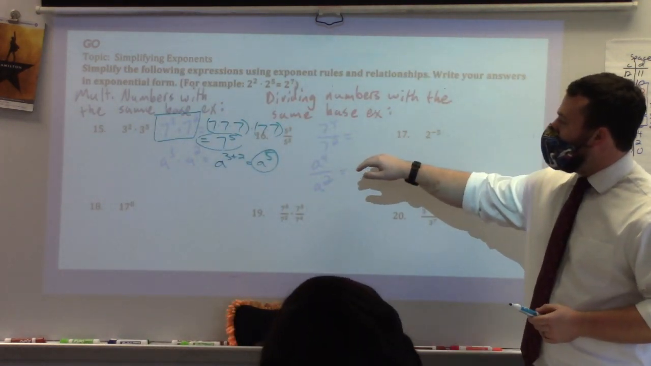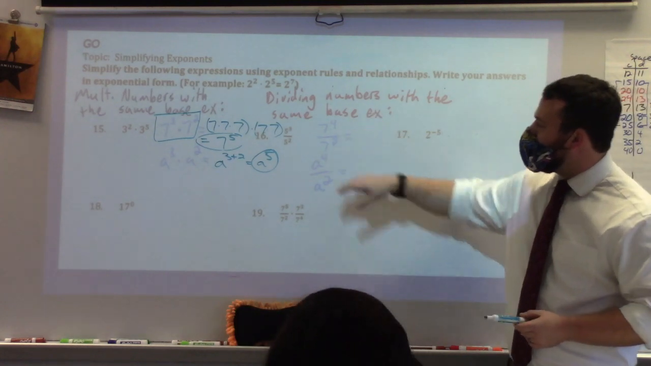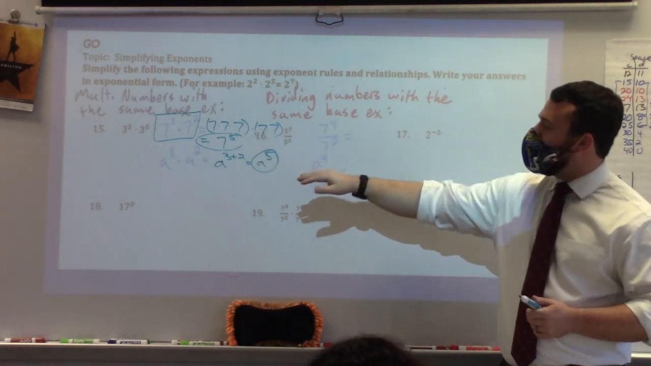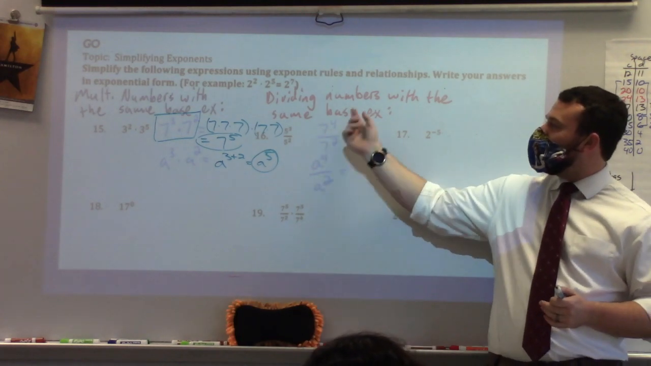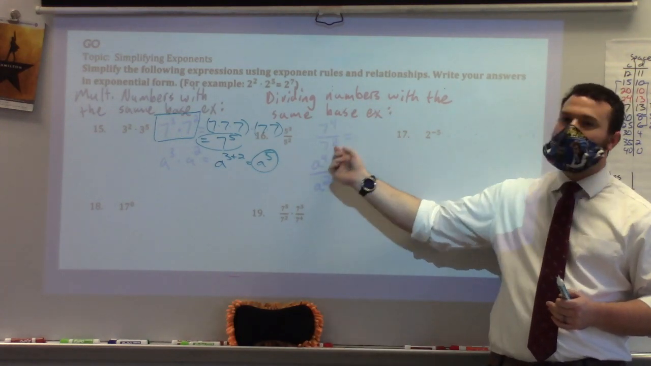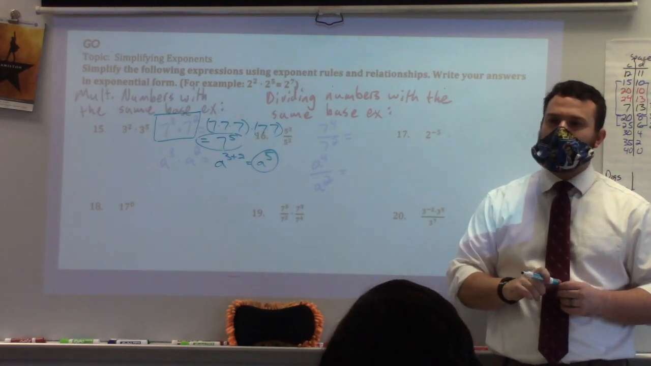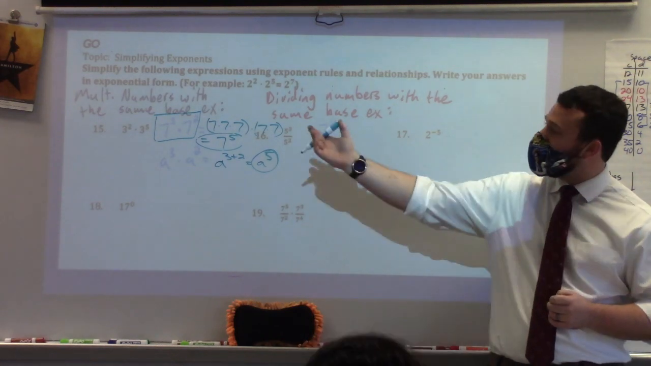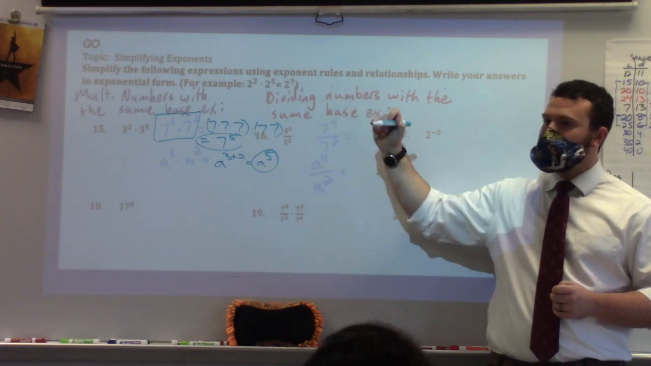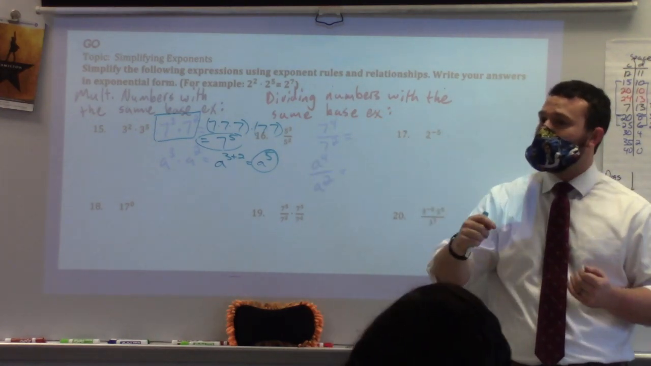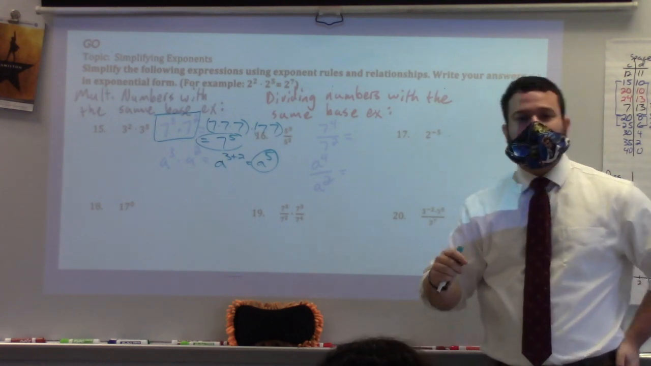Okay? When I look here at number 16, when multiplying numbers with the same base, I add the exponents. When I divide numbers with the same base, what am I going to do? Subtract them. What was the inverse of multiplication? Division. What's the inverse of addition? Subtraction. Subtraction would make sense, right? But let's start with what Zay just said.